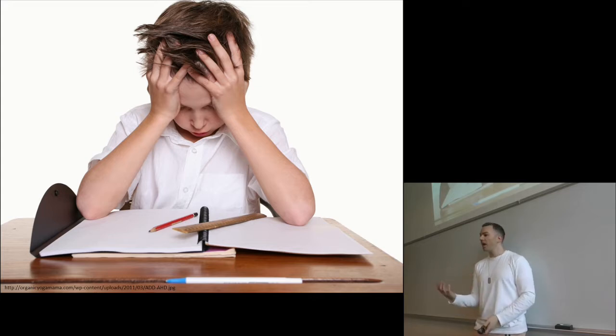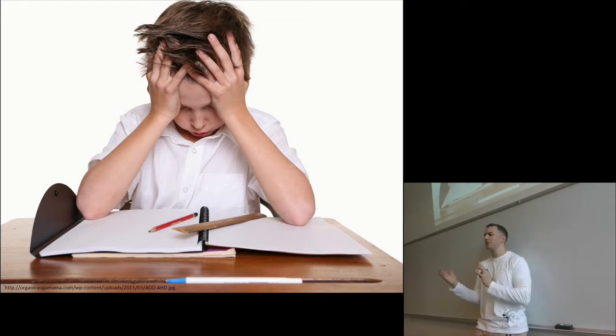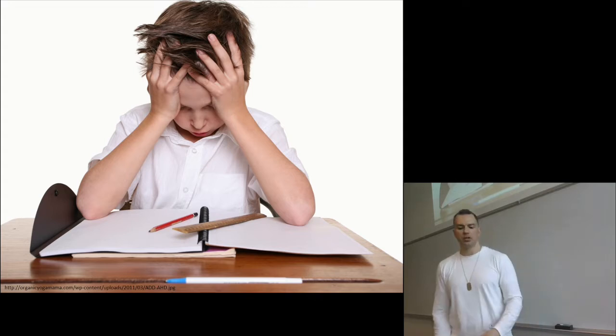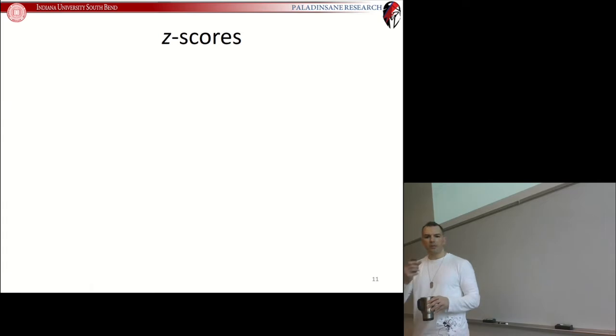Now, this is going to be a challenge because they're measured on different scales, right? You would have a scale for hyperactivity, you would have a scale for attention. And the question that we're going to answer now is, how can you compare those two scores so that you can determine which one is the bigger issue so that you can have an effective treatment? So we're going to do all that with Z-scores.